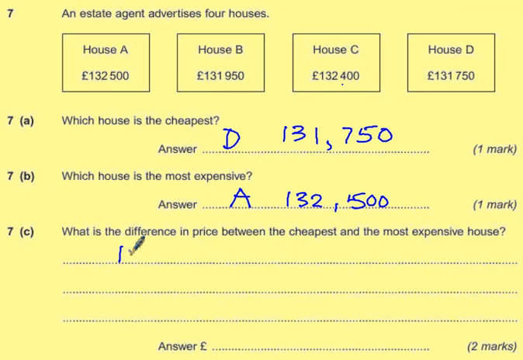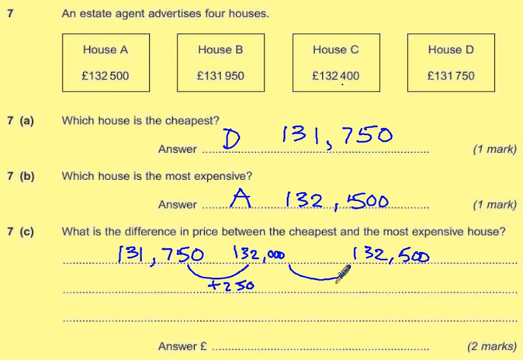So, if we go from 131,750 up to 132,500. The difference just means the difference in price between the most expensive and the cheapest. So if we add on from the cheapest up to the most expensive, we'll go in the middle bit to 132,000. So if we add on £250, that will get us to 132,000. And then if we add on another £500, if we add these two numbers together now, we get £750 difference.